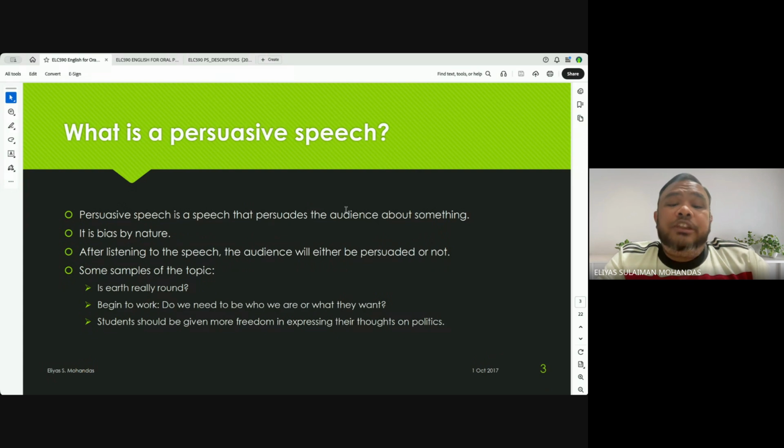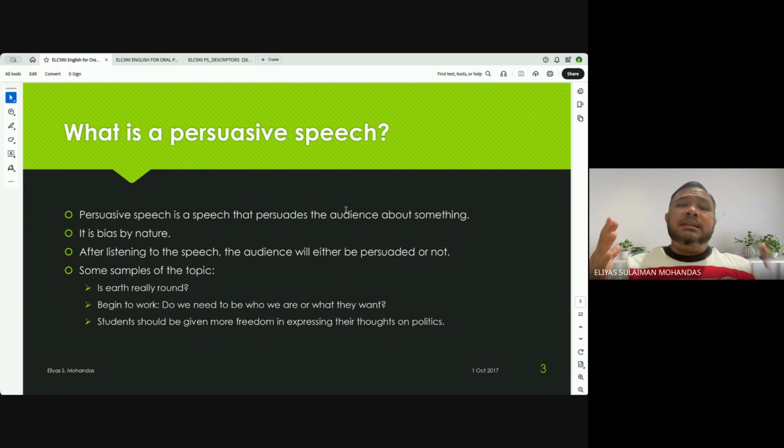Students should be given more freedom in expressing their thoughts on politics, which means that you are in a group of people who believe that students should be given more space, more freedom in expressing their thoughts on politics. Now, another group may oppose your idea. They believe that no, I think we should restrict students. They should be focusing on studying. They should be focusing on learning things that are essential to their lives, for example. Yeah. So these are the things.